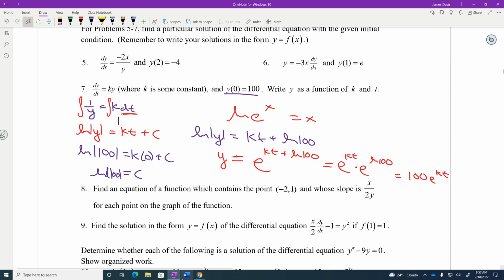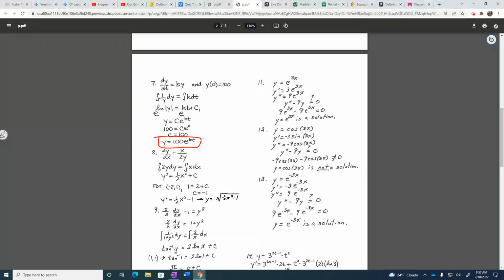All right, and then we got number 8. No, that wasn't too bad. I think you just had to notice that dy dx equals x over 2y. And then you just multiply the 2y over and the x over. And then number 9.